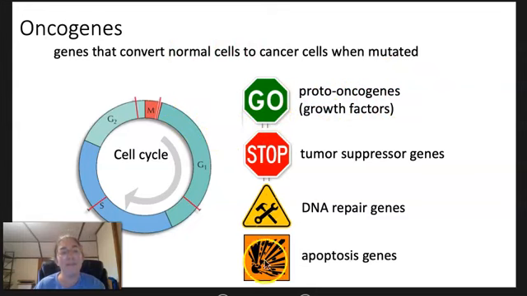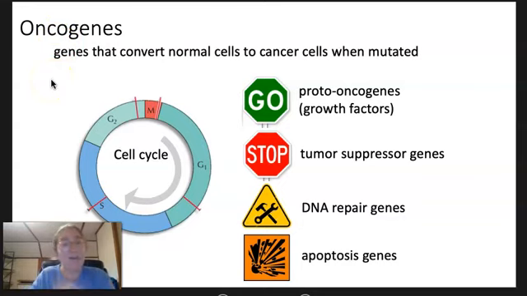So I've given them sort of icons. We call these, any gene that a mutation in it can give rise to cancer, an oncogene. Onco means cancer. You go to an oncologist if you have cancer. Not to be confused with the suffix oma, which means tumor, which is not necessarily cancerous.